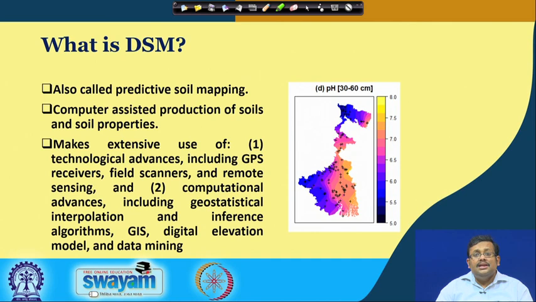As you can see here, the picture on the right is a soil pH spatial variability map which we produced through digital soil mapping for the state of West Bengal in India, and you can see how these pH values are variable across the state, and this map is produced by the use of digital soil mapping techniques.